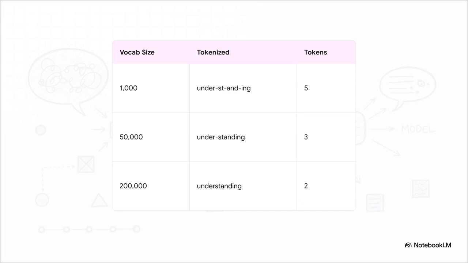Let's look at how the physical size of a model's vocabulary literally changes everything. Say a model has a tiny vocabulary of just 1,000 tokens. It might have to awkwardly chop the word understanding into 5 different tokens: under, sta, and ange. Now, if the vocabulary grows to 50,000, it might recognize larger subwords, chopping it into just 3 tokens. But if a model has a massive 200,000 token vocabulary, it likely recognizes the entire word, processing understanding as just 2 tokens. Bottom line, the bigger the dictionary, the more efficient the chunking.